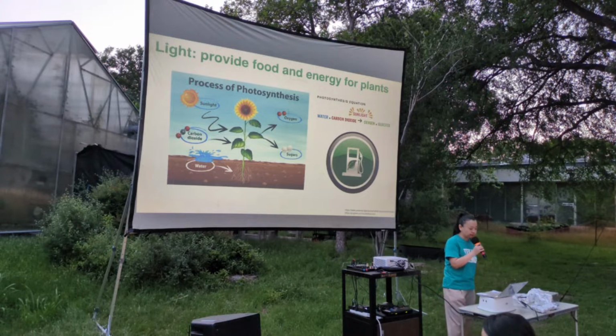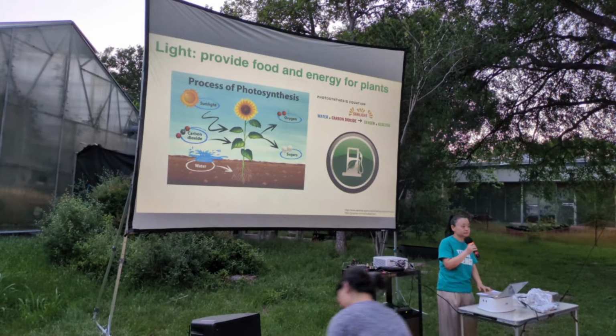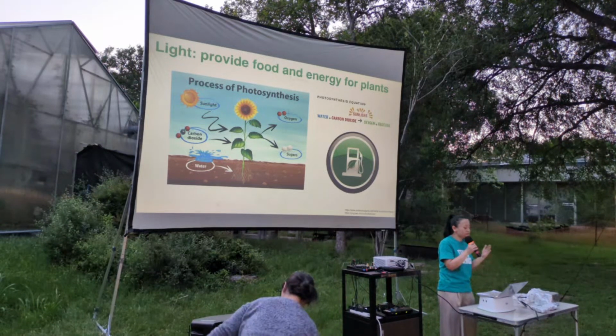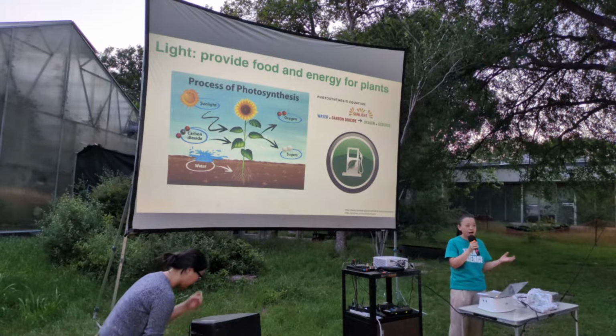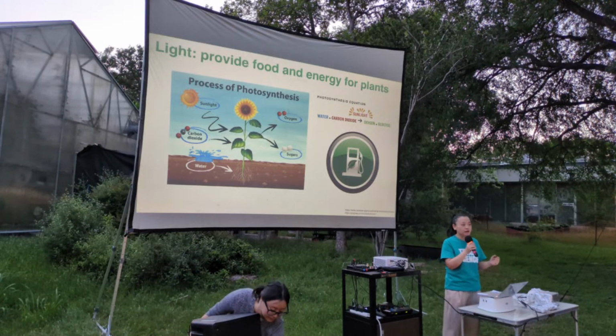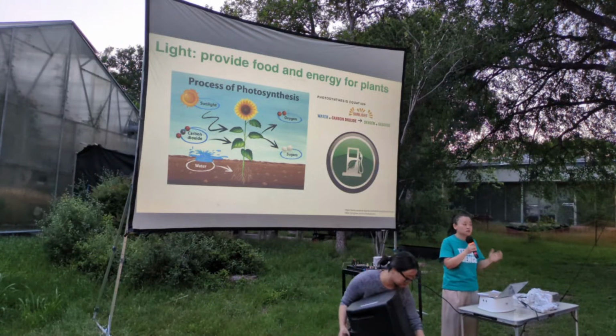We all know that light can provide food and energy for plants through a process called photosynthesis. In photosynthesis, plants use sunlight, carbon dioxide, and water to produce oxygen and sugars. And those sugars provide fuel and energy for plants to develop.